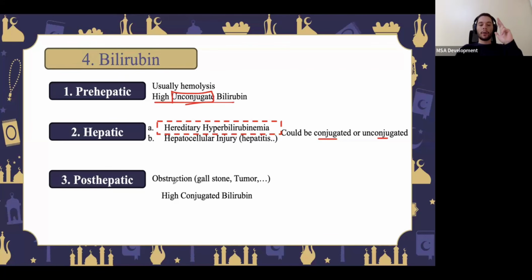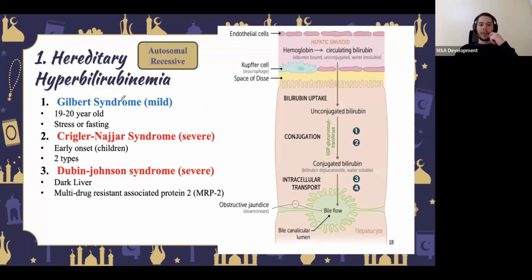Then you have your post-hepatic cause, which is basically after you have conjugated your bilirubin, you're unable to excrete it, and this is typically due to an obstruction either by gallstone or tumor, and it's typically an increase in conjugated bilirubin. Now, regarding hereditary hyperbilirubinemias, you need to remember three conditions that were discussed in your biochemistry lectures. They are all autosomal recessive conditions.